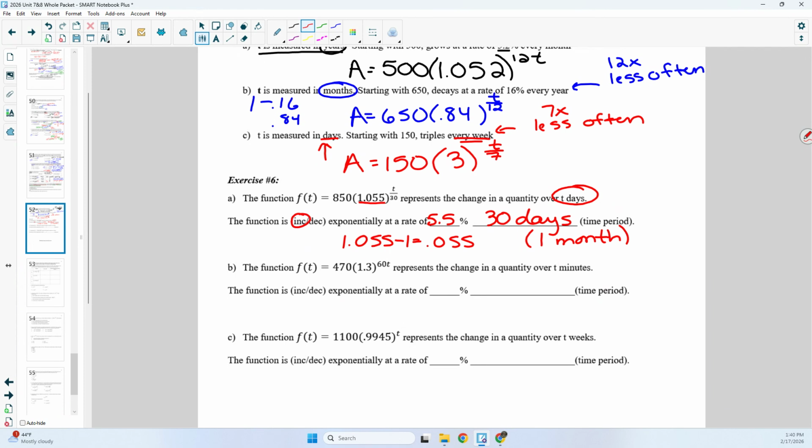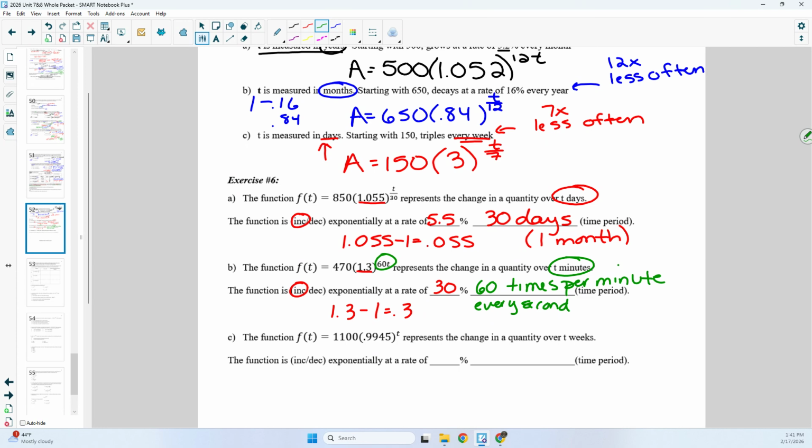The next one, 471.3 to the 60t. We are increasing because our base is bigger than 1, by 30%. Our t is measured in minutes. This is happening more often than the minute. So this is happening 60 times per minute, which we could also interpret as every second.